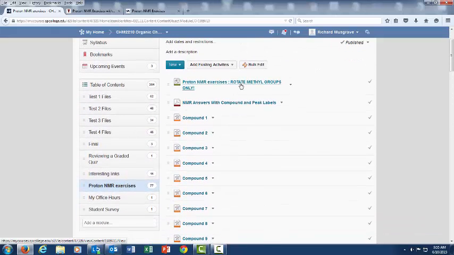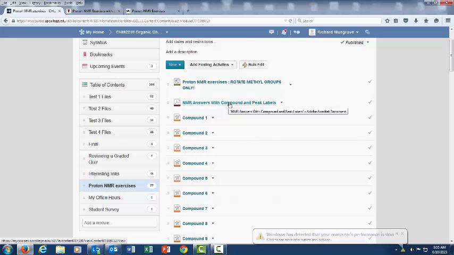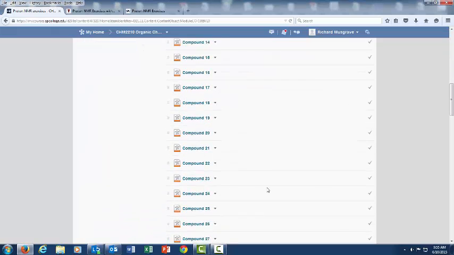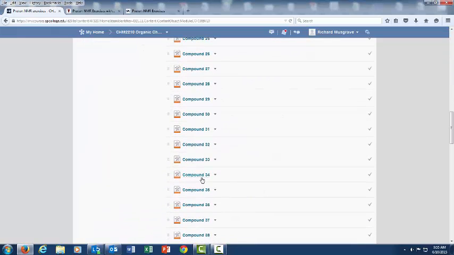Up at the top you've got some important information. It says rotate methyl groups only. I'll explain what that is in a minute. And over here you've got the answers, and these contain the peak labels as well. You can use this if you happen to get stuck on any of the problems. I'm going to show you an example of how to use the tool.